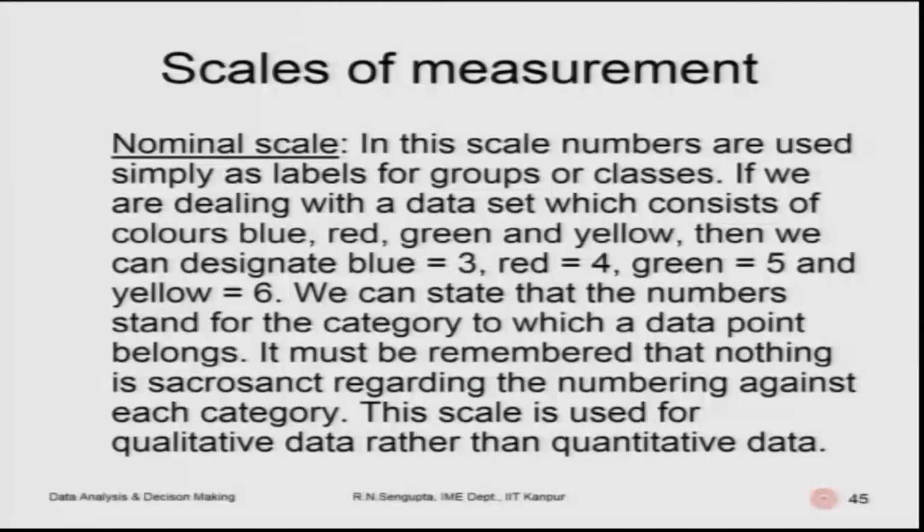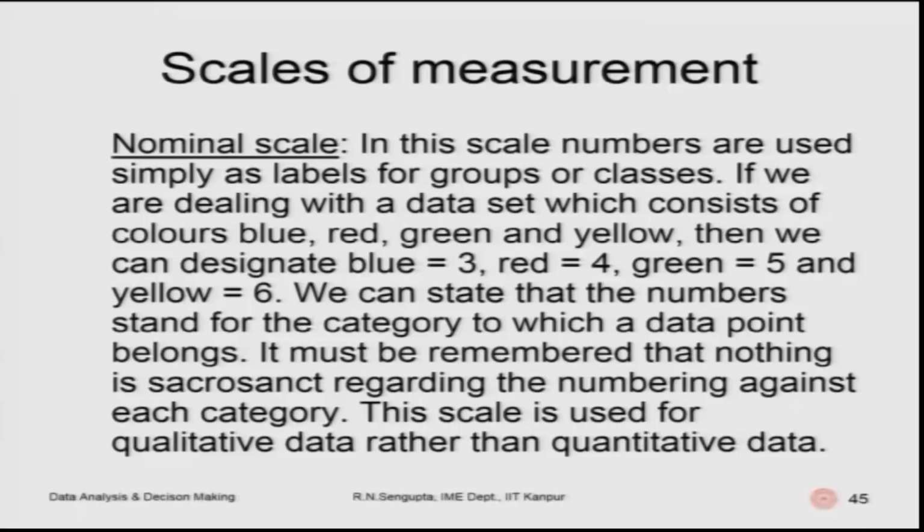Next are the nominal scales, or the scales of measurement. In this scale, numbers are utilized simply as labels for groups or classes. If you are dealing with a data set which consists of the colors blue, red, green and yellow, then we may designate numbers to the colors: blue as 3, red as 4, green as 5 and yellow as 6.